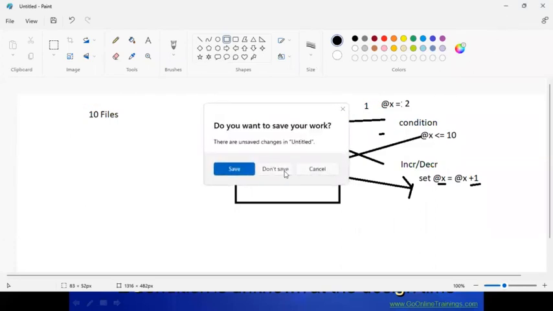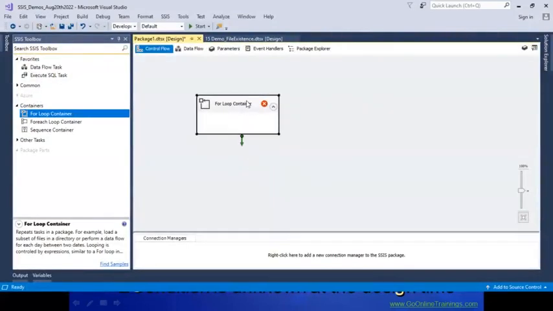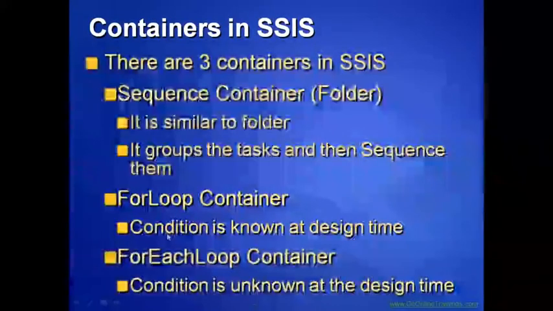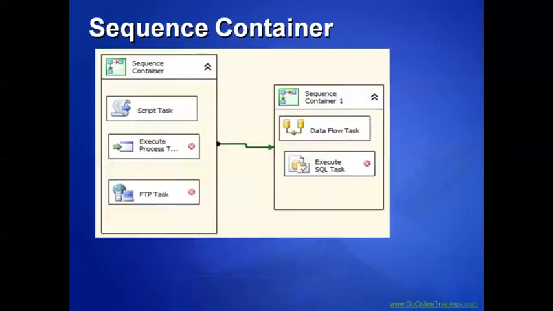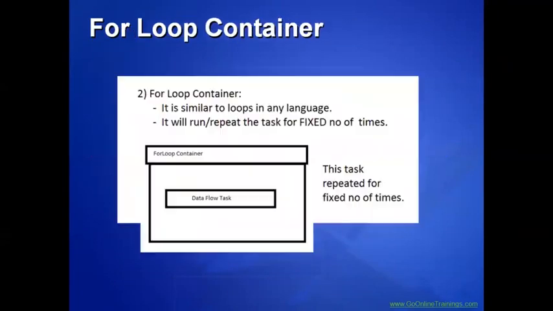Are you getting? So that is what is called looping. Looping means the same activity I have to run multiple times. The condition is known at the design time. Design time means at the time of creating a package, the customer is telling this package should run 10 times, this package should run 20 times. So you know the condition. For each loop means the condition is unknown. Am I clear?